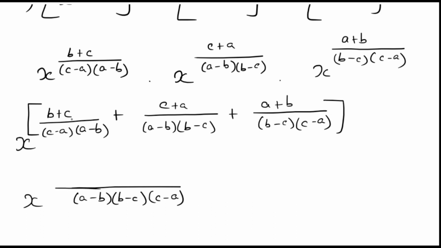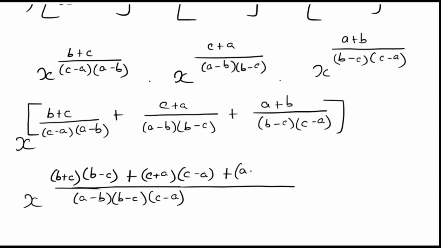And in the numerator, you will multiply whichever term is missing in the denominator. So in this one, the term that is missing is b minus c. So this b plus c, you will multiply by b minus c, plus here this c plus a, write it as it is. And in the denominator, c minus a is missing, so multiply it by c minus a. Here plus a plus b. And here a minus b is missing in the denominator, so multiply the numerator by a minus b.